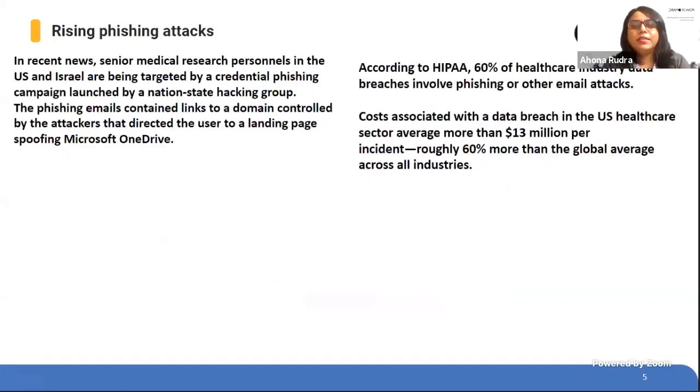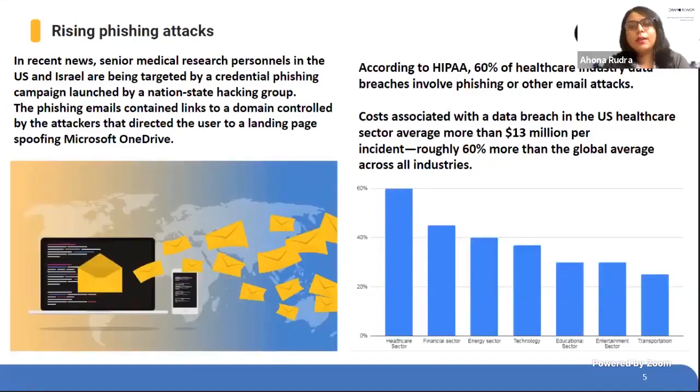Recently, medical research personnel in the US and Israel have been targeted by a nation-state hacking group, with phishing emails containing links that redirect them to a spoofed login page. This is an ongoing event, so even as we speak, security researchers are trying to mitigate it as best as they can. It has also been reported that the healthcare industry is 60% more vulnerable to email-based attacks than other sectors. This may come as a surprise, but medical information is actually the most expensive information that is exchanged illegally over the web.